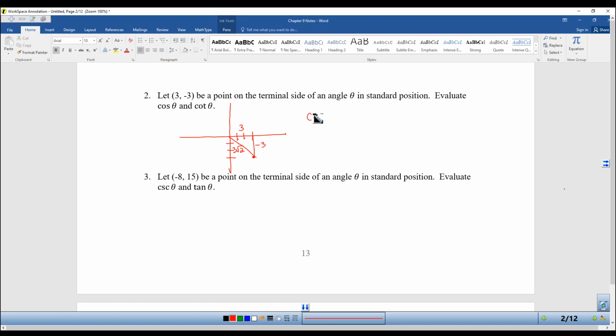So evaluate cosine. Cosine of theta is going to be adjacent over hypotenuse, which gives me 1 over the square root of 2, which, if you multiply the top and the bottom by the square root of 2, gives you the square root of 2 over 2. Cotangent of theta is adjacent over opposite, which is -1.